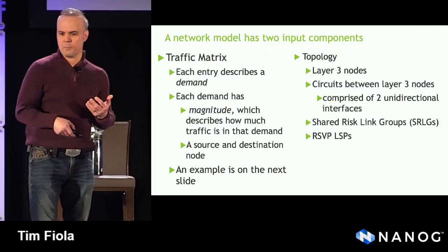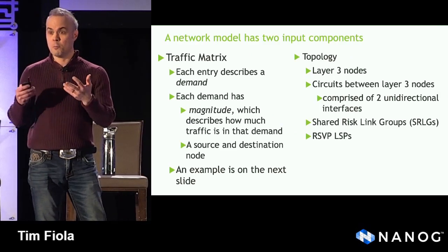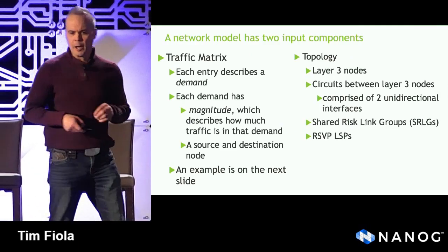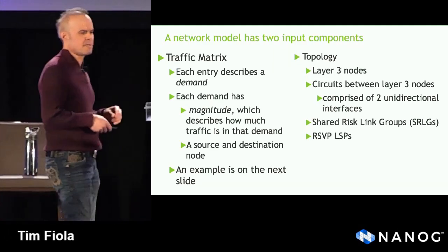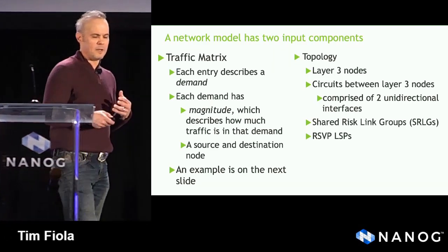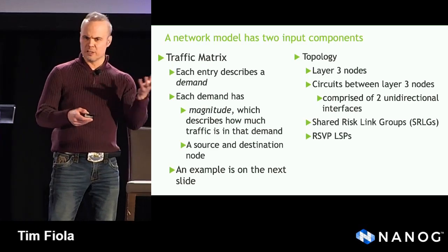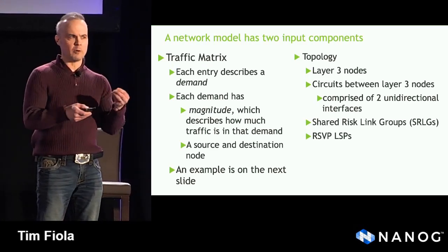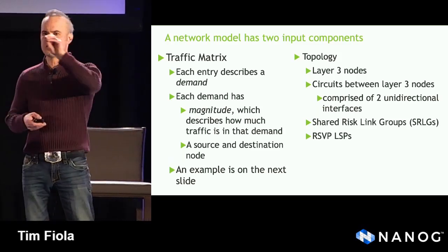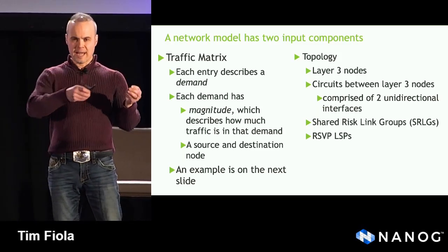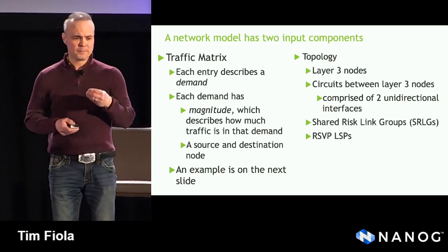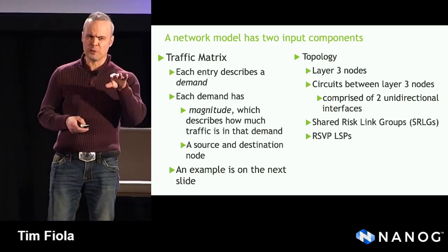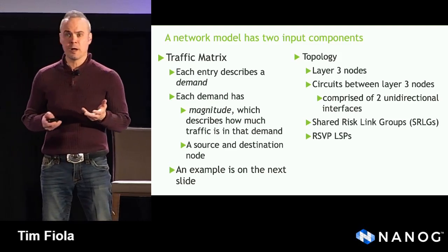So let's look at a network model. Two main input components in a network model. There's the traffic matrix. And the traffic matrix, many of us have seen them before. It's a way of describing how much traffic is going from one node in your network to a separate node in your network, and how much traffic that is. And I'm going to show an example on the next slide, so I won't go too much into it. The other piece is the topology.